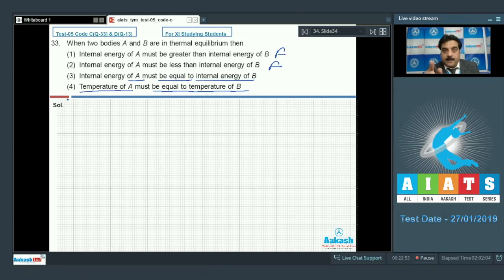Because as I said, in the case of an ideal gas, if the gas is real then internal energy will not depend only on temperature, because you can count potential energy also. But in the case of thermal equilibrium, we can say the temperature will remain the same. That's why we are confident the temperature of A must be equal to the temperature of B. That is why I am neglecting option 3 and I am going to select option number 4 as the right choice. So let's move on to question number 34.